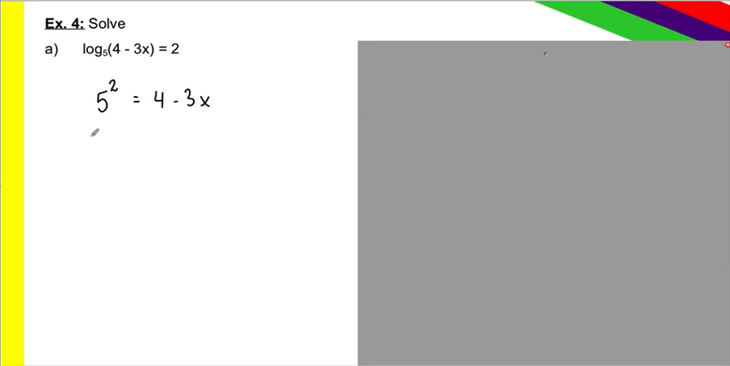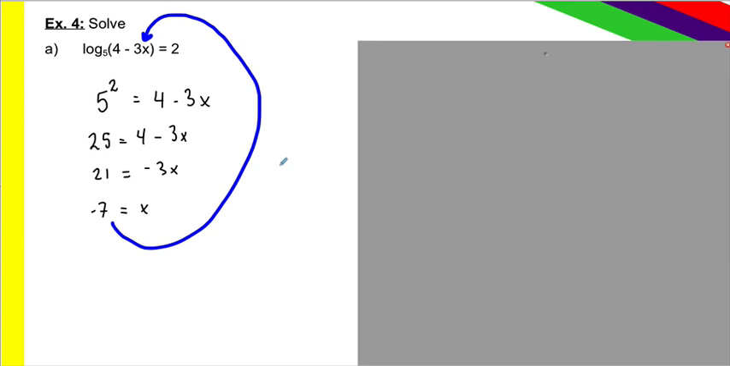So at this point, you're solving a linear equation. 25 is equal to 4 minus 3x. And so if we subtract 4 from both sides and divide by negative 3, we get our solution. And once again, you can check that, right? Plug that back in.